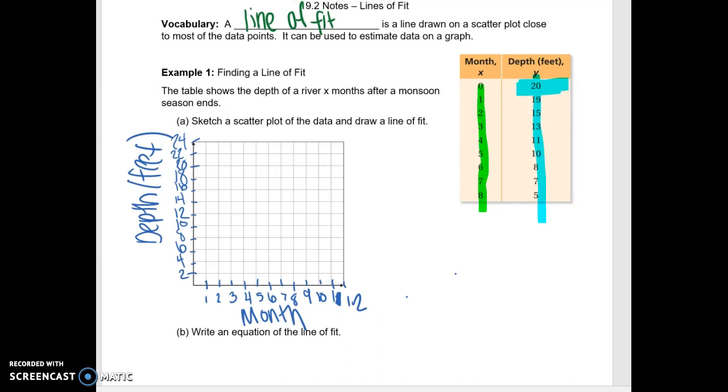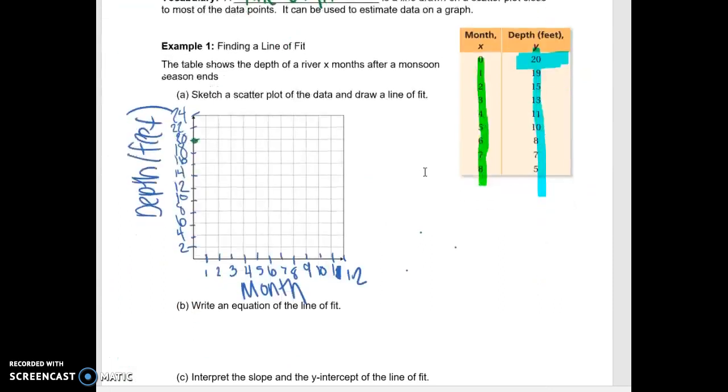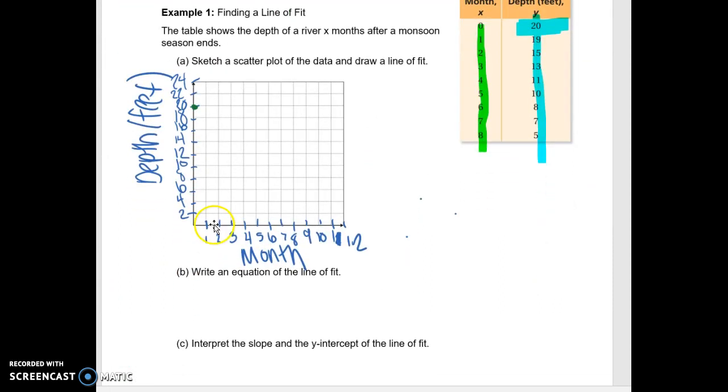Okay, so now that I have my x and my y-axis labeled, I'm going to go ahead and start plotting my points. So my first point is 0, 20. Next point is 1, 19, which is halfway between 18 and 20. 2, 15. 3, 13. Oh, I don't know where that just went. Let me scroll back down here. Those just disappeared, so I'm going to redo that.